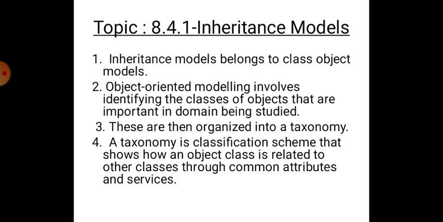Point number 3. These are then organized into a taxonomy. A taxonomy is a classification scheme that shows how an object class is related to other classes through common attributes and services. Students, taxonomy is a science of classifying objects and showing how different objects are related to each other with the common attributes and services they have.